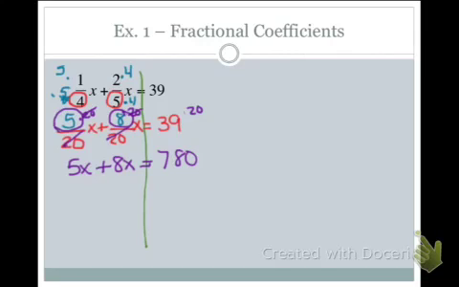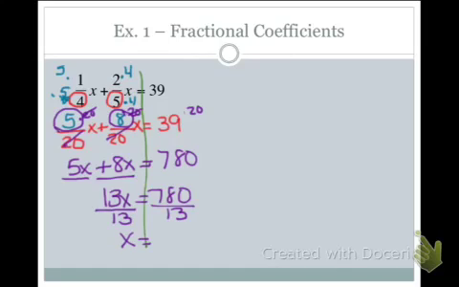So now we look to combine similar terms. On the left-hand side, I have 5 x's, and I'm adding to it 8 more, for a total of 13 x's. Still equal to 780, so I have variable term on one side, numerical term on the other. So I'm going to divide that coefficient away from the x, and I end up with x, and as you divide 780 by 13, you end up with 60. And there's your final answer for that fractional coefficient.